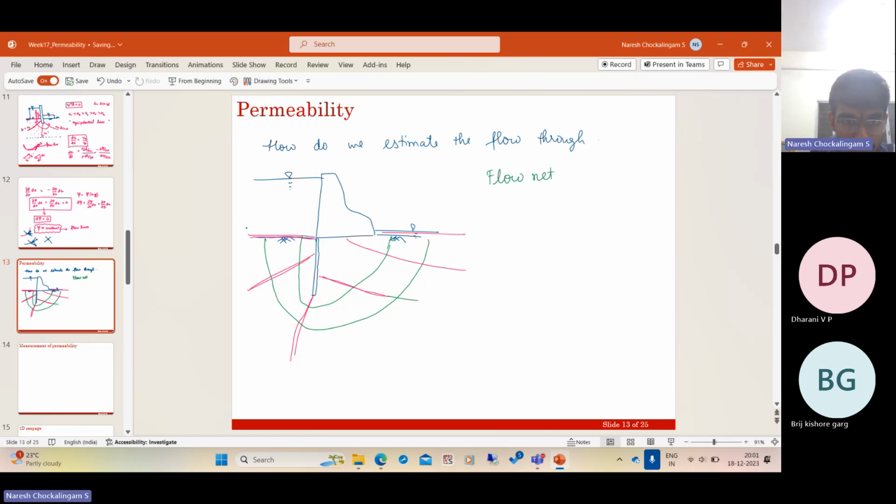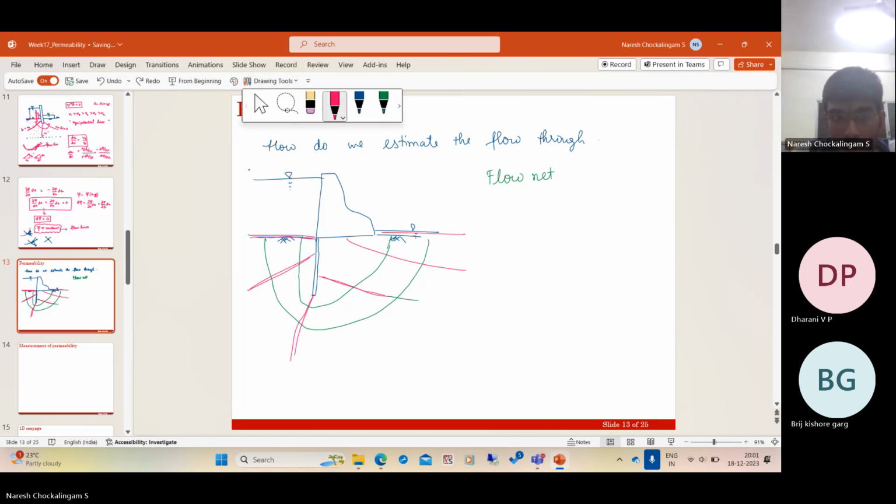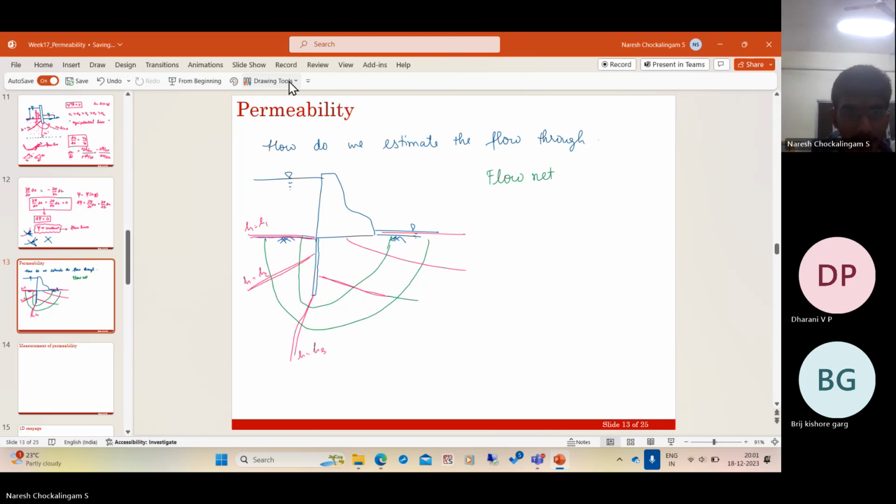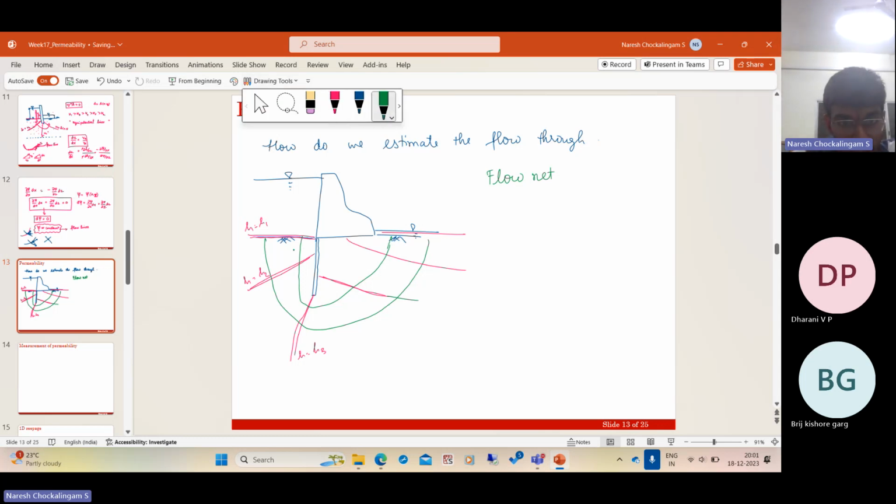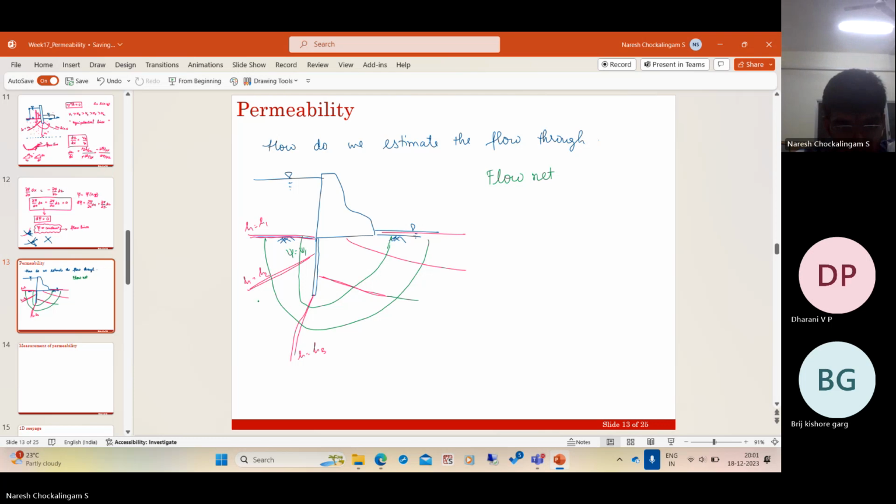So this is, say, h equal to h1, h equal to h2, and so on. And these are the flow lines. Psi equal to psi1, psi equal to psi2. And along the flow line, we have the velocity vector. A tangent to the flow line is the velocity vector. Now, if you consider a square enclosed by two flow lines and two equipotential lines, this is called a flow field.